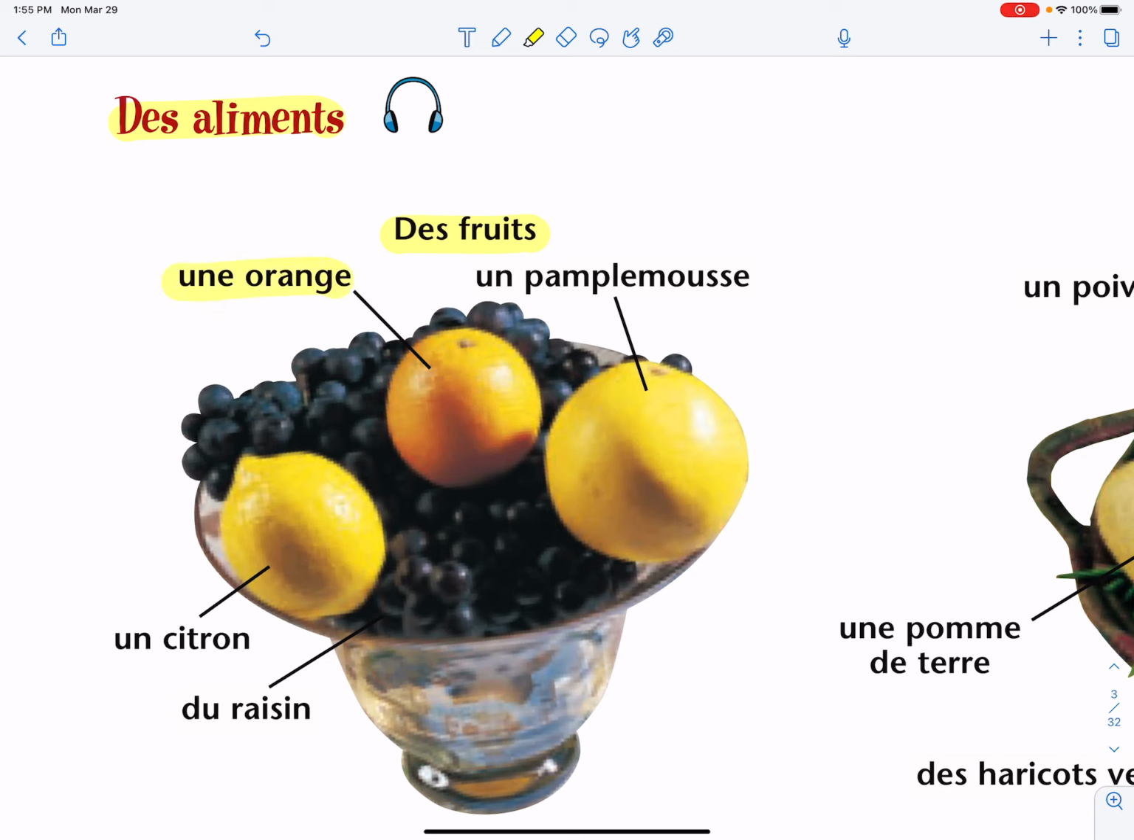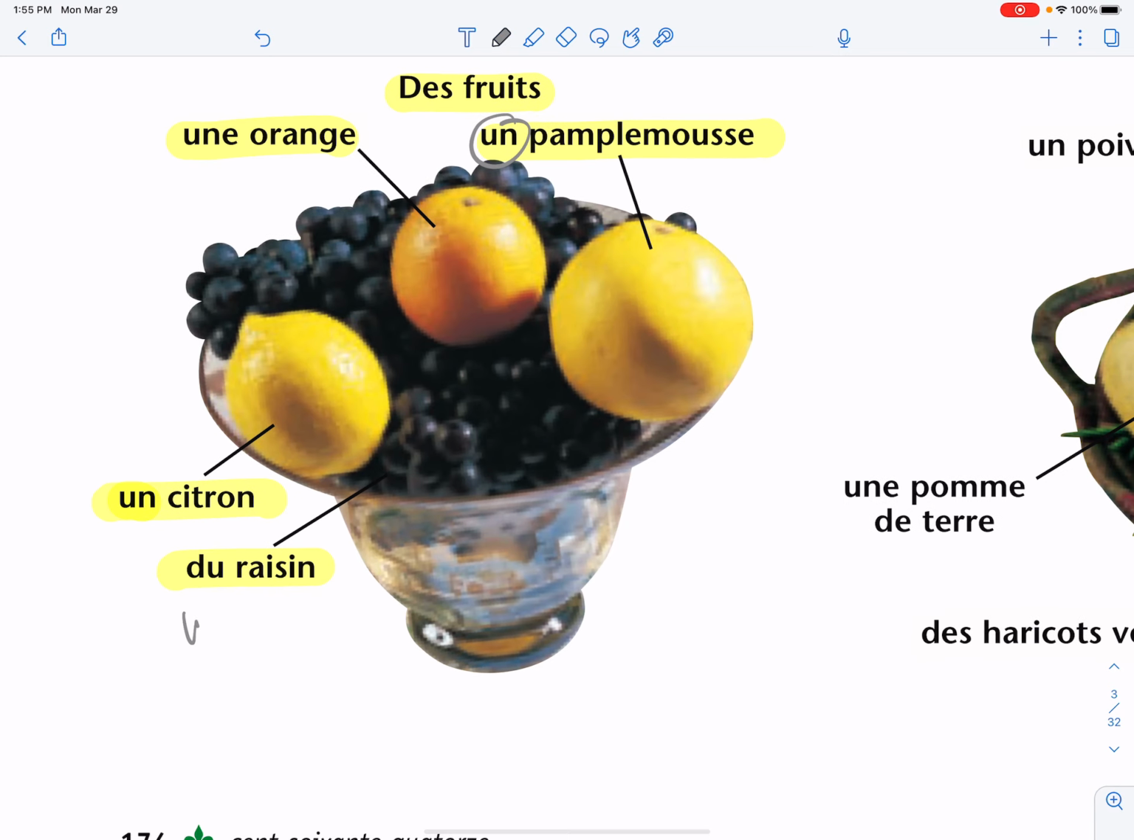Un pamplemousse, a grapefruit. It's one of those words that people have trouble with. It is masculine, un pamplemousse, even though it ends in E. You might expect that it would be feminine, but that's a masculine word. Un citron, lemon, makes you think of the word citrus. And du raisin is referring to grapes. So a lot of people see this and they think raisins, and the term is du raisin for grapes. Raisin being a dry grape, of course, those two terms are related, but if you were to refer to a raisin, it would be un raisin sec, a dry grape.